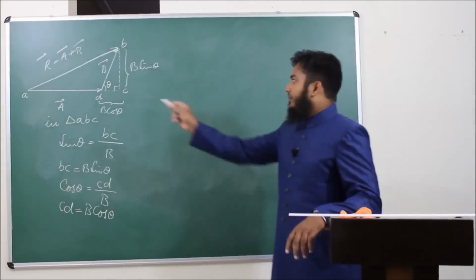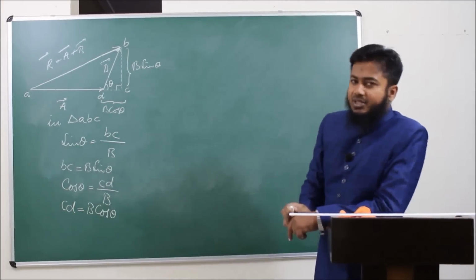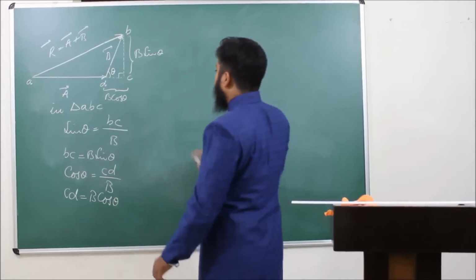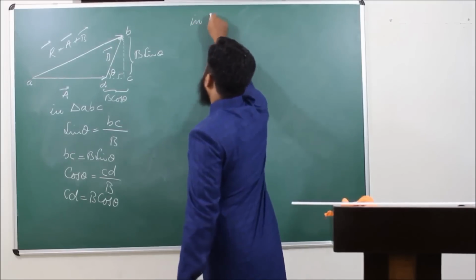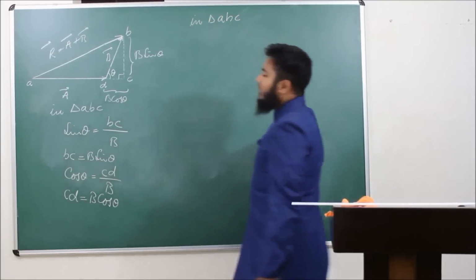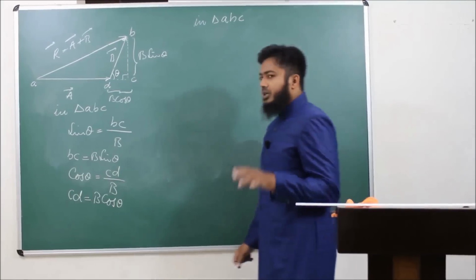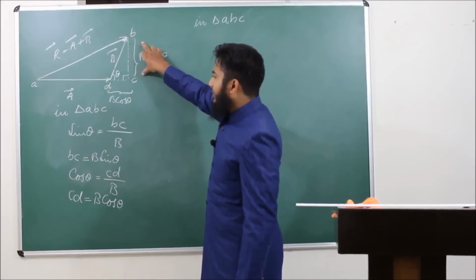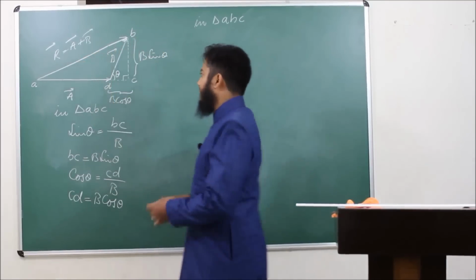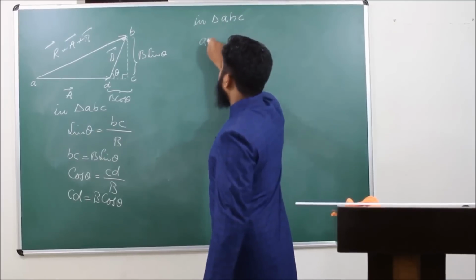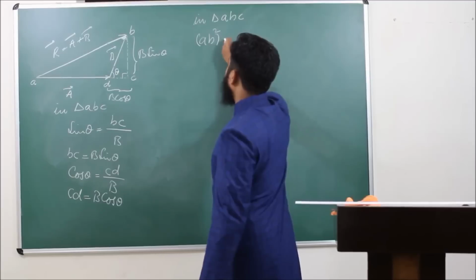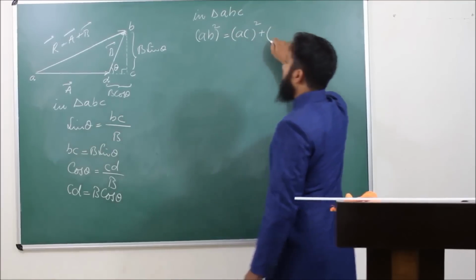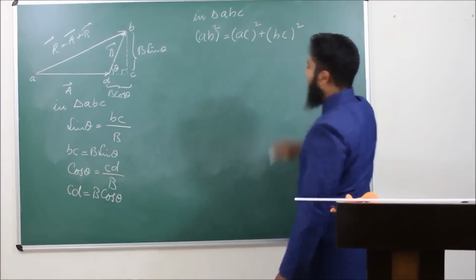Now, अब जो बड़ा वाला right angle triangle ABC है, let us apply Pythagoras theorem in right angle triangle ABC. Using Pythagoras theorem, what can we write? What is Pythagoras theorem? The square of base plus the square of perpendicular is equal to the square of hypotenuse. So I can write AB square is equal to AC square plus BC square.